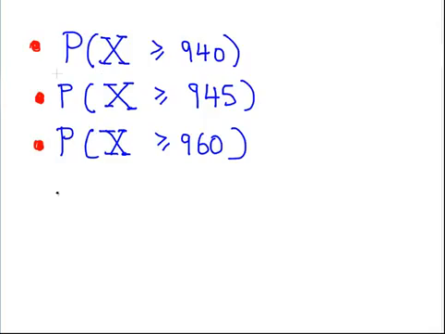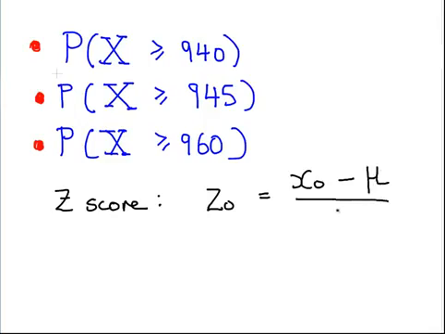What we do here is we calculate the Z score, or the standardized value, corresponding to x and z. These are lowercase letters, but I'm putting a little o beside them just to say it's observed values. That's not a capital letter, that's a lowercase letter. So for each case, what we're going to do is get the Z score. For each of these values, 940, 945, and 960, we subtract the mean and divide by the standard deviation.